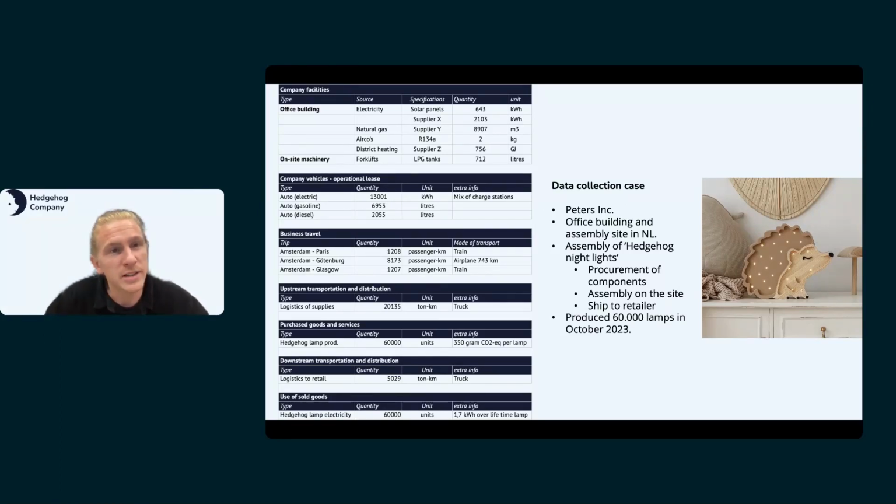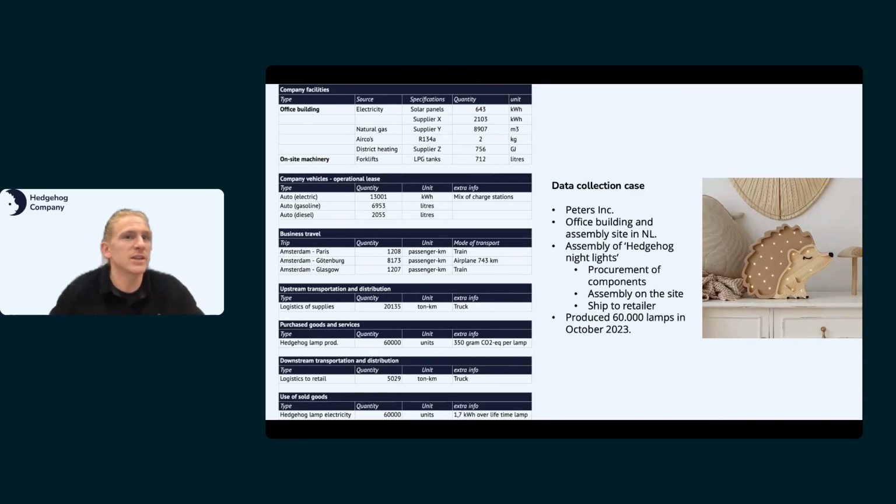When you look at the left side, there is a print screen of a spreadsheet that I've already filled in. So this is my data collection sheet that I have used for Peters Incorporated. While doing your scope demarcation, you can predetermine, of course, what inputs you are looking for based on the emission sources and the scopes, and then write them out in your spreadsheet or your Microsoft Excel or whatever you're using to facilitate and organize your data collection period. So when we're going quickly from top to bottom, first we have the office building and the assembly site, of course.